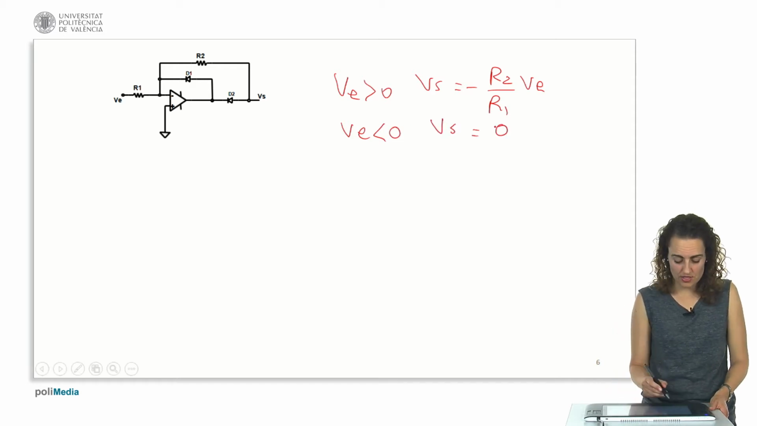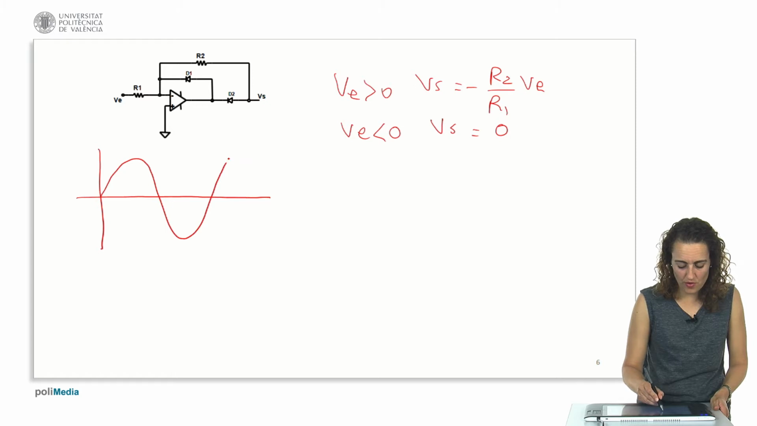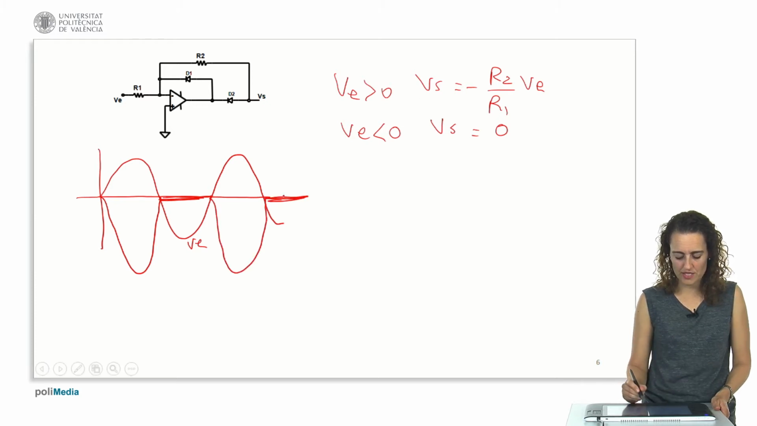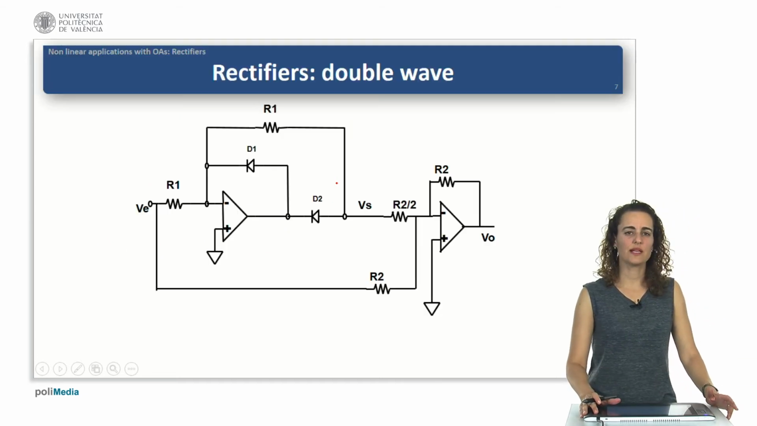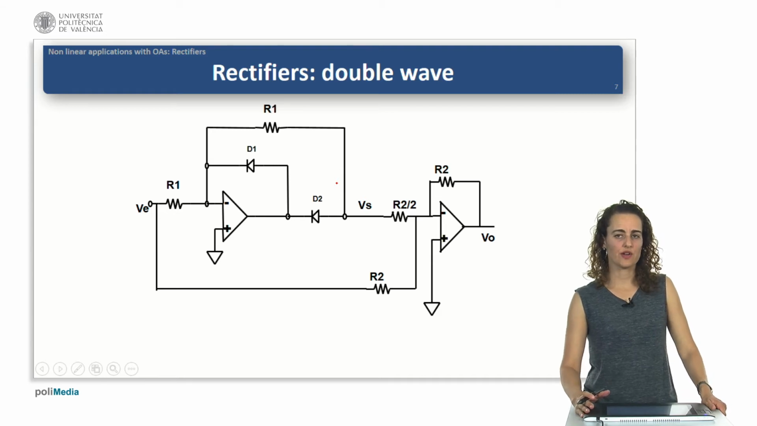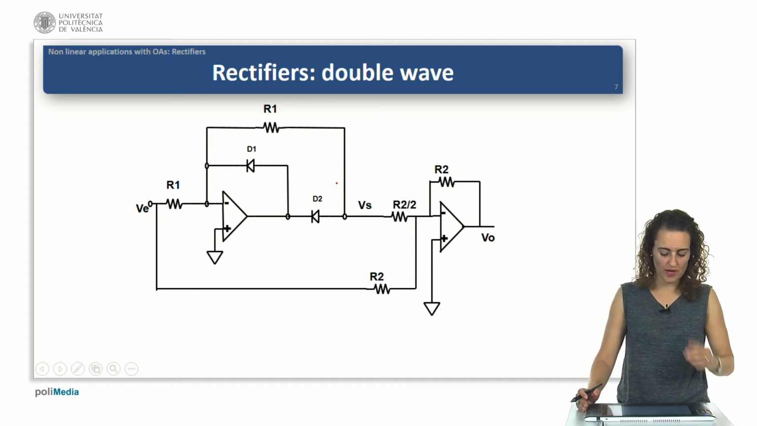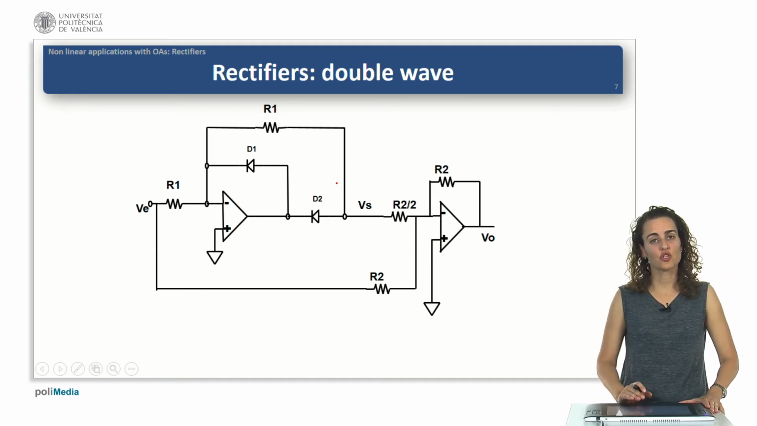Let's demonstrate that this is a rectifier, because if I introduce a sinusoidal wave VE, when VE is positive, the output will be amplified and negative, and when VE is negative, the output will be 0. So this is what we call a half-wave rectifier. The wave has been rectified. Now, how can we build a double wave rectifier if we want to rectify both of the waves? This would be the circuit we can build to obtain a double wave rectifier.